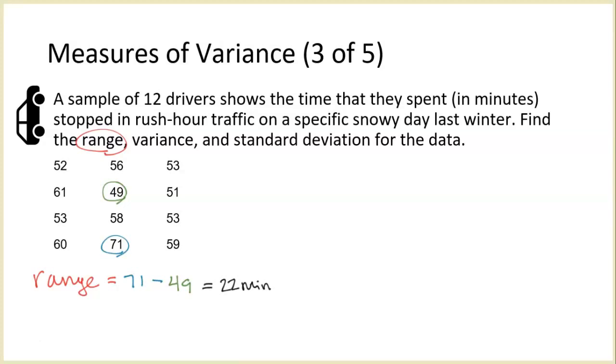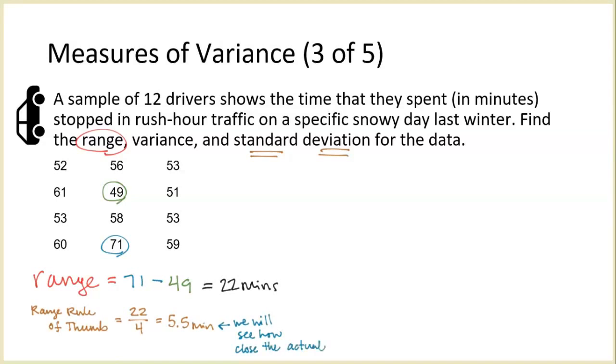Now we can actually take that number and find the range rule of thumb. So we divide that by 4 and we can use that to help us estimate the standard deviation. If we take that 22 minutes and divide it by 4, we get a value of 5.5 minutes, and we'll see how close that is to the actual standard deviation, because this is going to be an estimate value that we'll use.